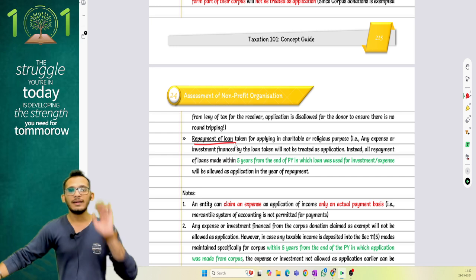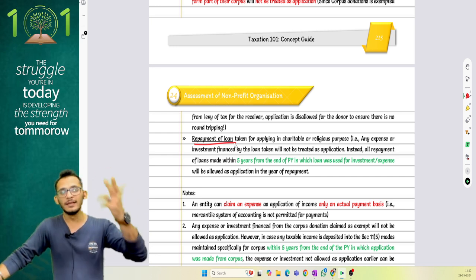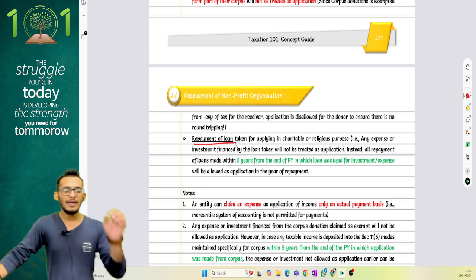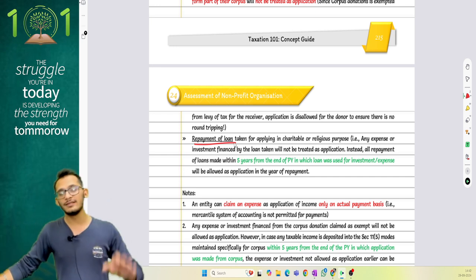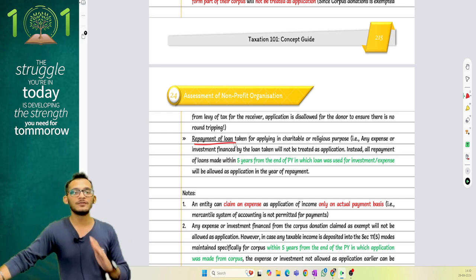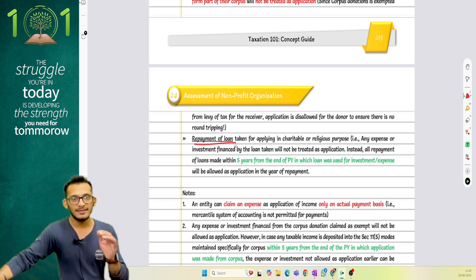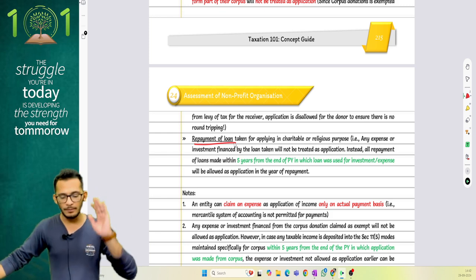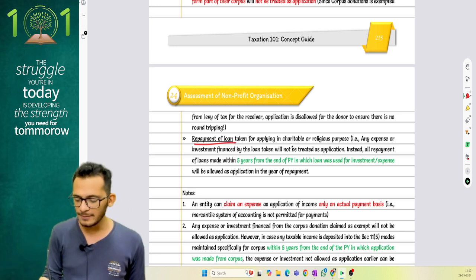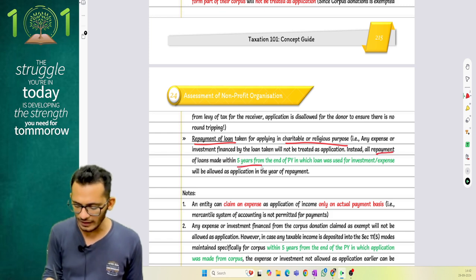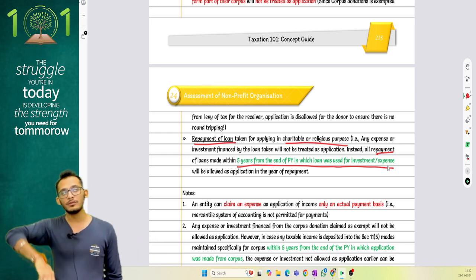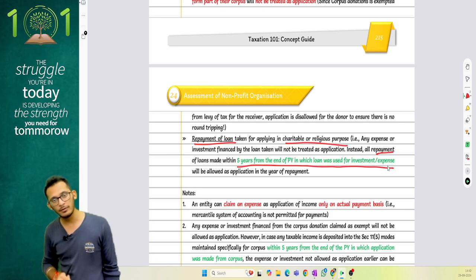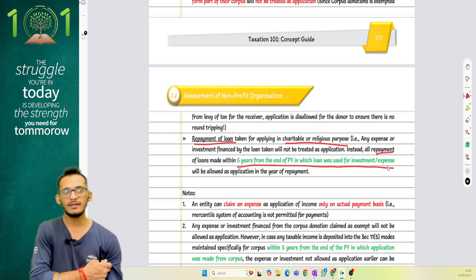On the contrary, income tax comes and says when you decide to repay the loan, in that year you can claim it as an application. So which means any receipt of loan is not allowed as an income. Payment of expense from the loan will not be allowed as an application, but at the same time, repaying of the loan will be allowed as an application, provided the loan has been taken for charitable and religious purposes, and the repayment is done within 5 years from the end of the previous year in which the investment or the expense was taken. Yes, so when you took the investment or an expense, if you have repaid the loan within 5 years, then you get a deduction. Otherwise, you don't get the deduction.